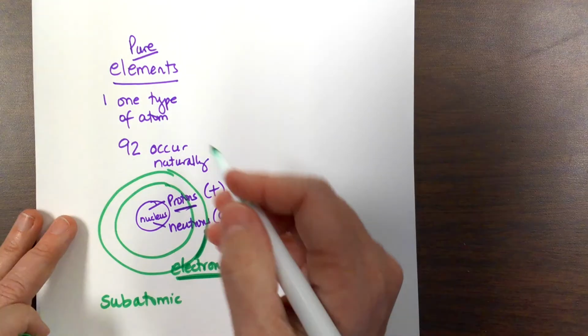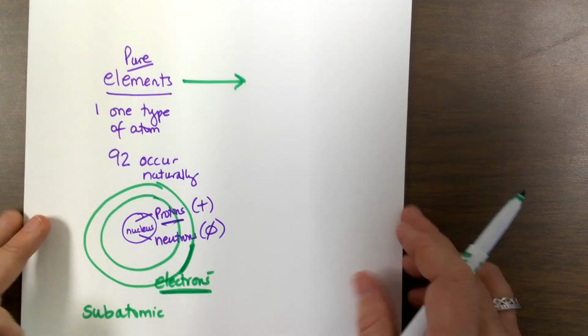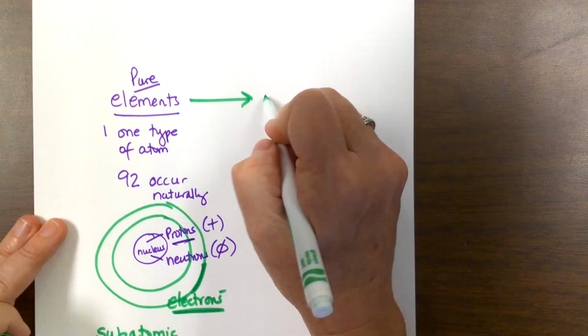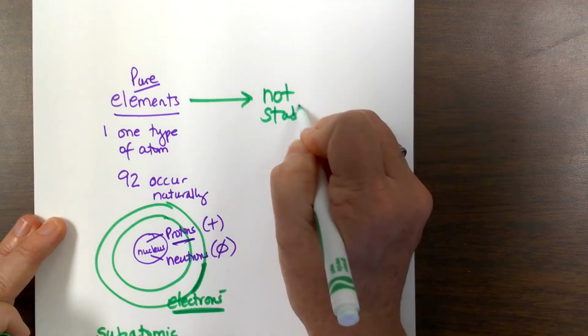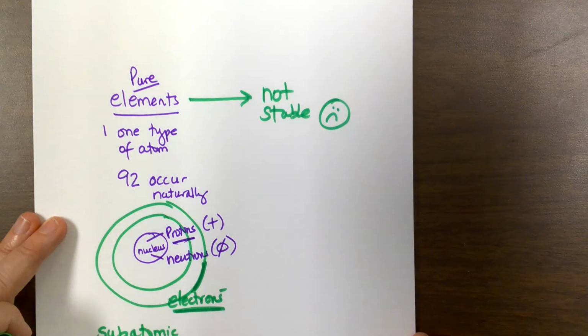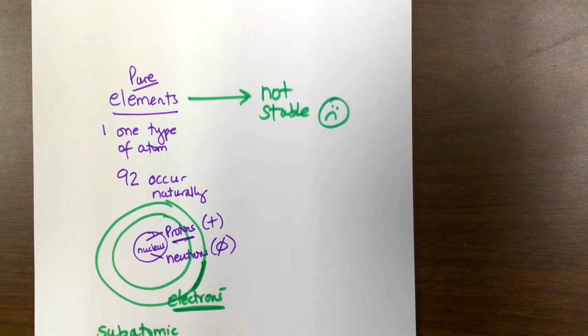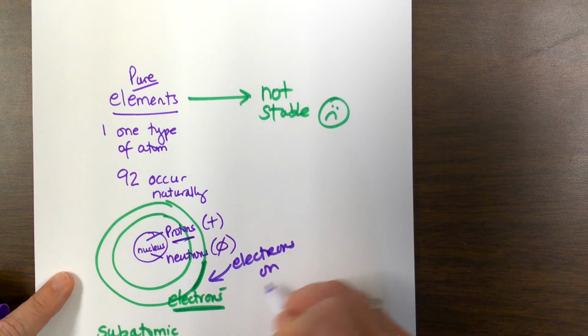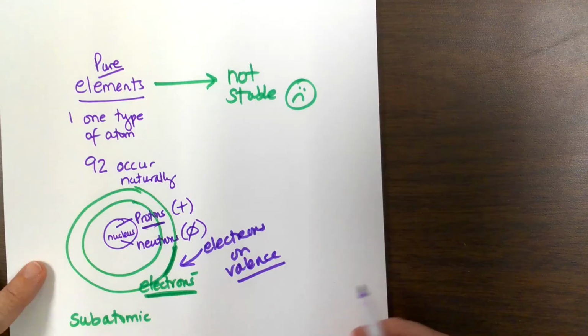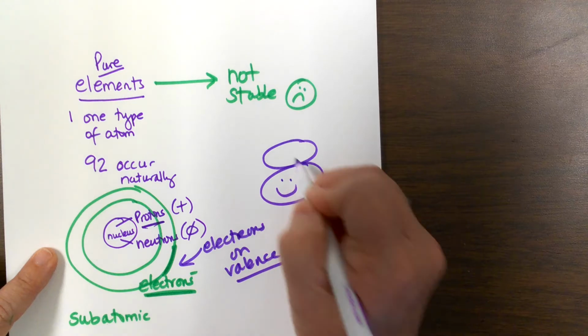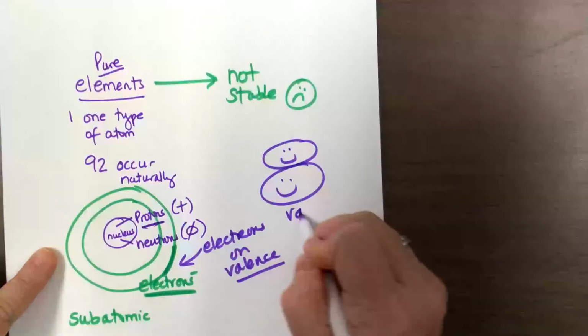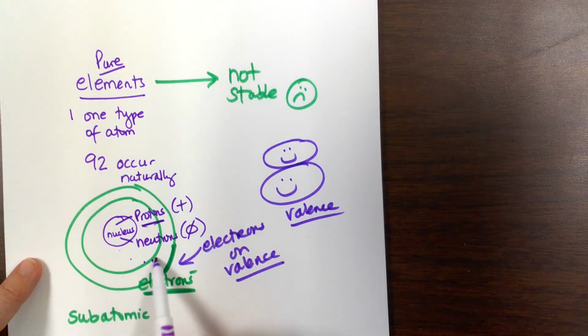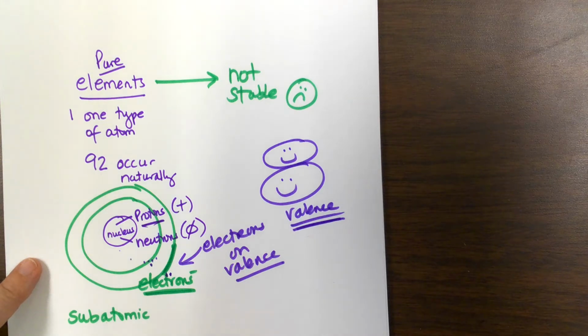All right, when elements are hanging out all by themselves as single atoms, they are not stable. Okay, and their whole game plan is going to be to get stable. And when we're talking about elements, stability comes in how many electrons are on your valence. Magic number of electrons on the valence is 8. Okay, and when you have 8 valence electrons, no matter how many you have before that, we're only talking about that last level, you want to have 8. And when you have 8, you're happy.